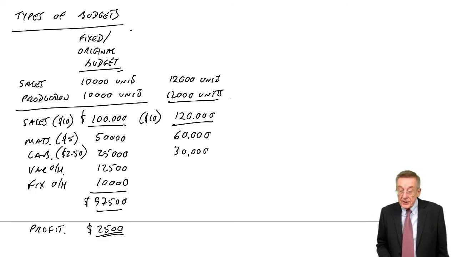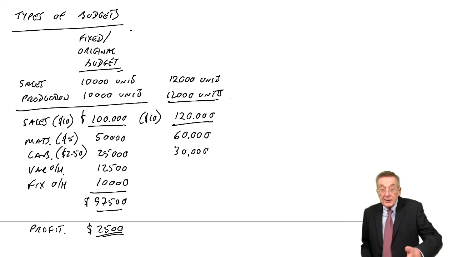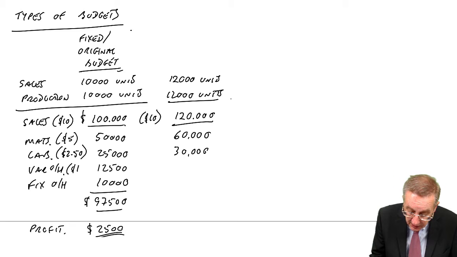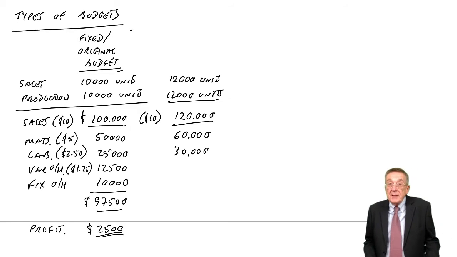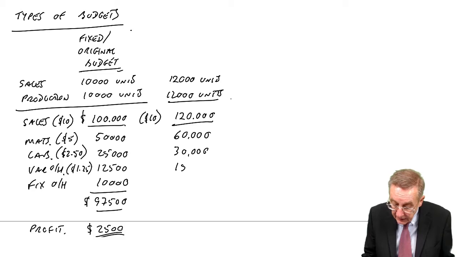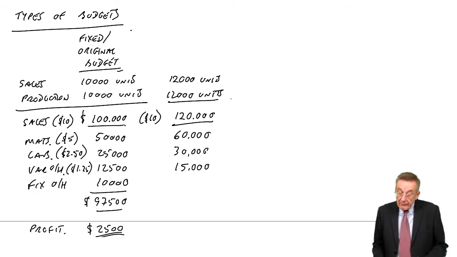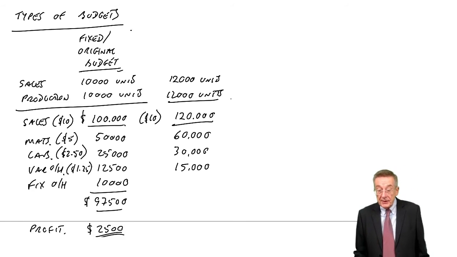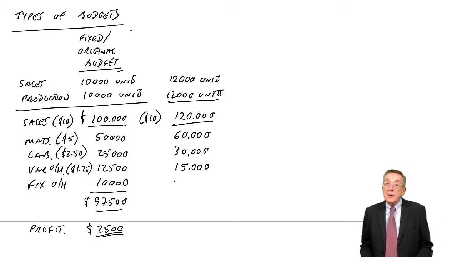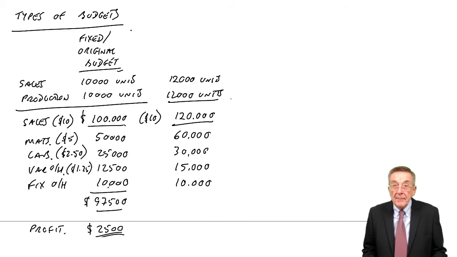What about variable overheads? Again, we budgeted on 12,500 for 10,000 units. We were expecting it to be $1.25 a unit. Well, for 12,000 units, we'd now be expecting it at $1.25 to be 15,000. Fixed overheads, of course, shouldn't change with the level of production, whether we produce more or less. They should stay fixed at 10,000. And so even though we did produce more units, you'd still be expecting them to be 10,000.